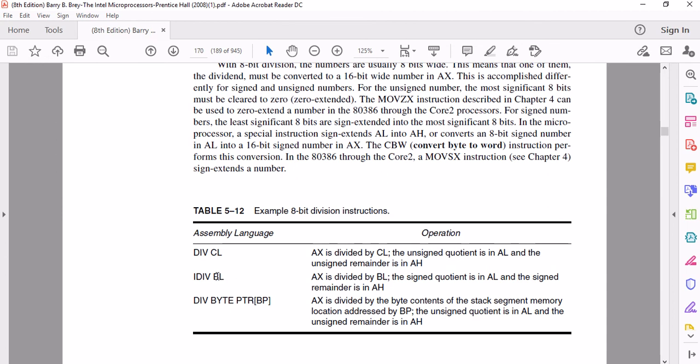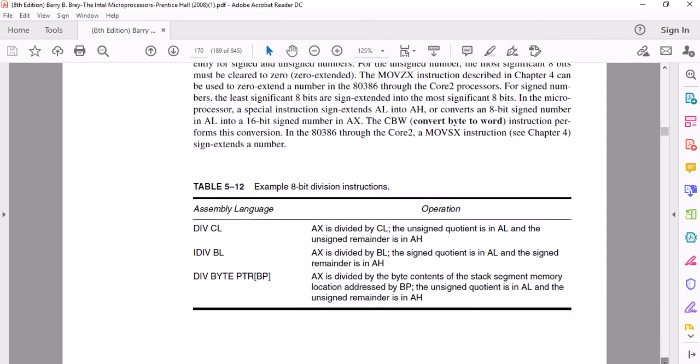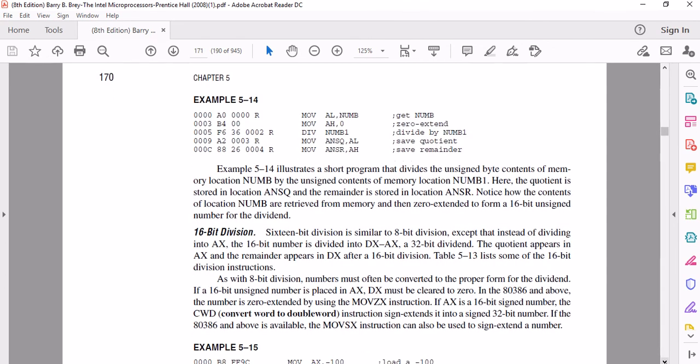In the same way, signed division. So AX is divided by BL. The signed quotient is in AL and the signed remainder is in AH. So this is an example related to division operation.